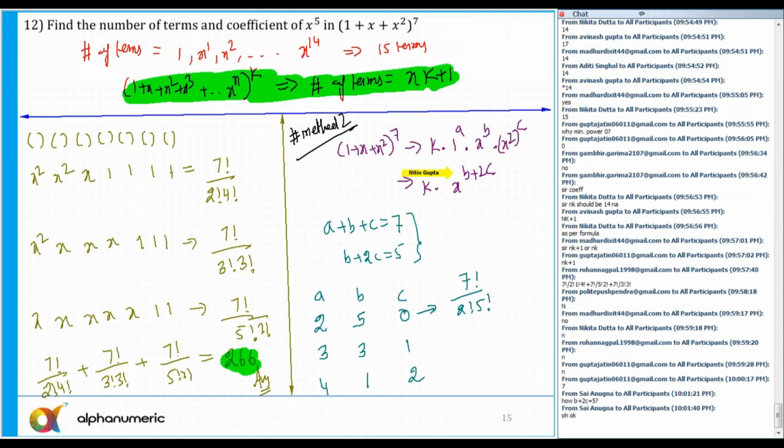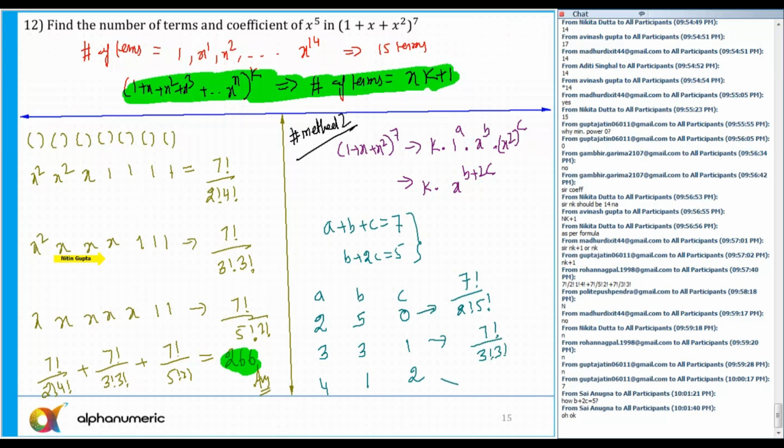Okay. Similarly, 3, 3, 1. So a is 3, which means I am taking 1 three times, x three times, and x² only one time. This is the second case which we have done basically. So in this case, the total arrangement is 7! by 3! into 3!.